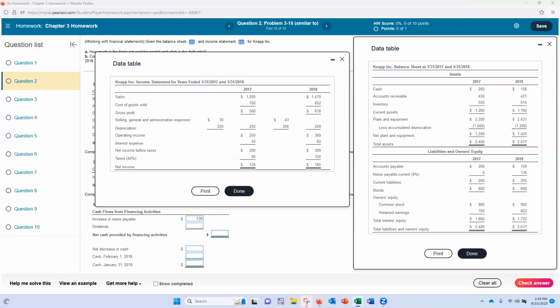Can you repeat the question again? It keeps spacing out. I apologize. It's how do we determine our dividend payout?